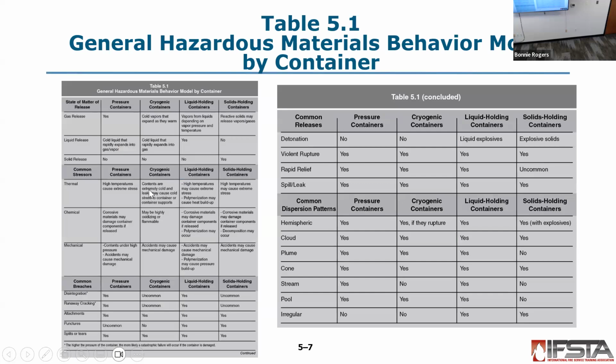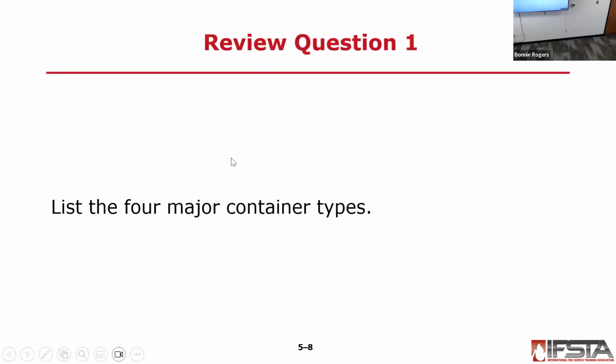Okay, so if you look at this table 5.1, which you can find on pages 180 and 181, it talks a bit about the different containers and their releases, stressors, breaches, and dispersion patterns. I'd like you to take a look at that. We're not going to do it right now, but you can go back and review that to get a general idea of what you'll be dealing with.